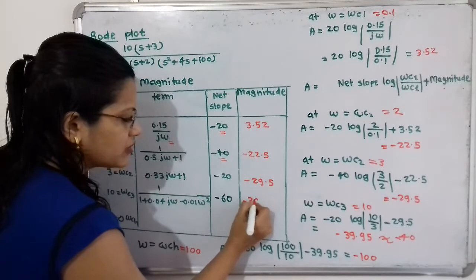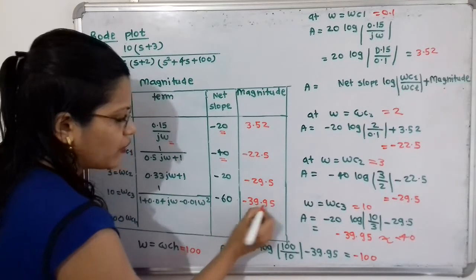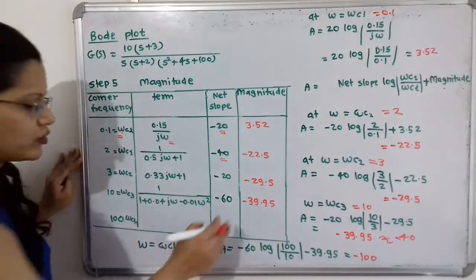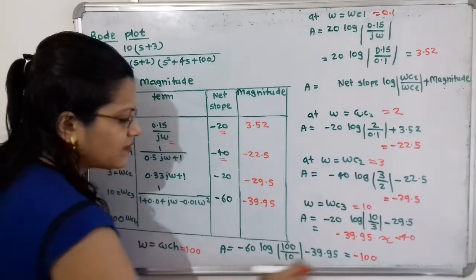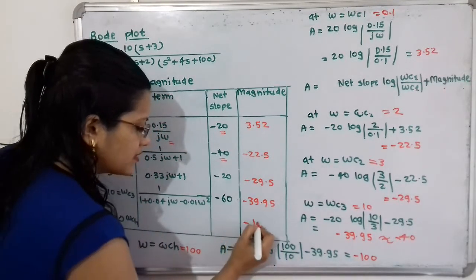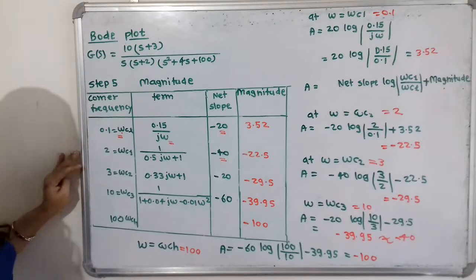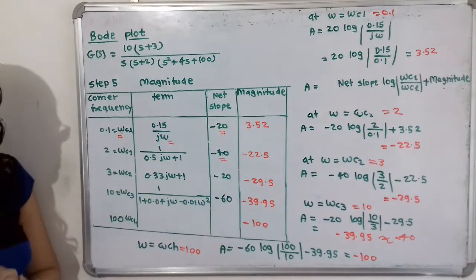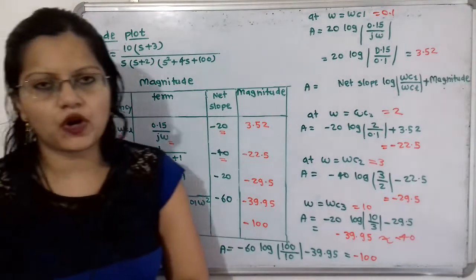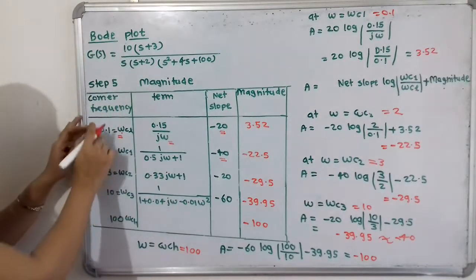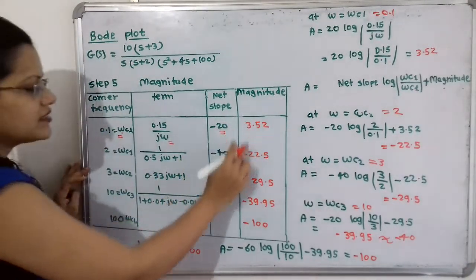So here the magnitude is minus 39.95, or simply we can take minus 40. So when we put all these values, the answer is minus 100. So here is the answer, and all these are the magnitudes. Now, how to plot the magnitude plot? We have to plot these corner frequencies against this magnitude.